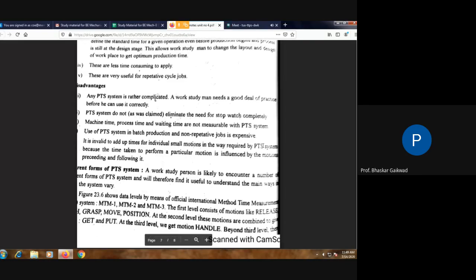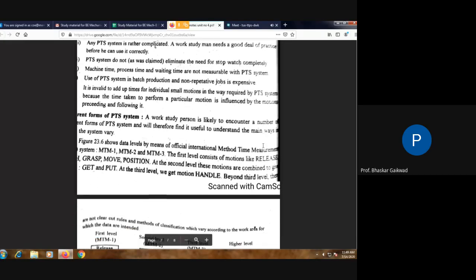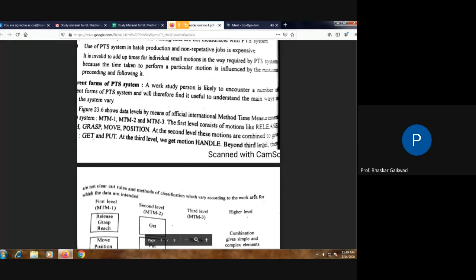Now the next part is the different forms of PTS. So different types are there. Let us consider the different types of PTS. A work study person is likely to encounter a number of different forms of PTS system, and will therefore find it useful to understand the main ways in which the systems vary. Here, three types of machines are shown: M1, M2, M3, and accordingly they have given the idea about the motion.